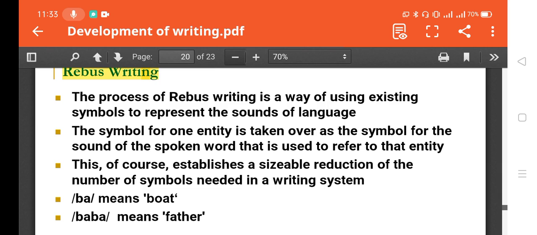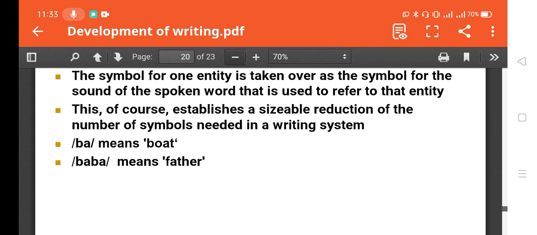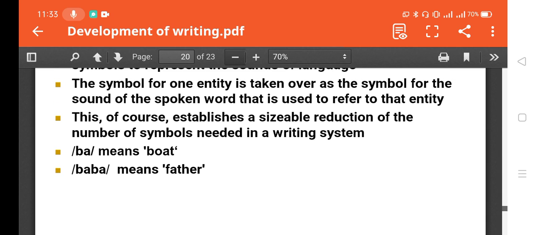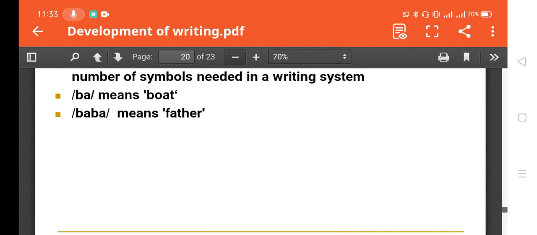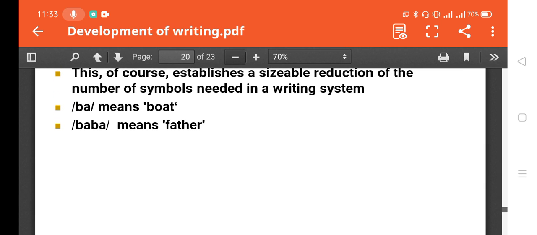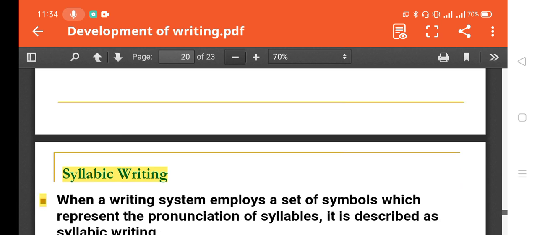The system that we have today uses the sounds of language, and a symbol for one entity is taken as a symbol for the sound of a spoken word that is used to refer to that entity. For example, we'll see date. Here is an example: ba, which means bought, ba, which means father. So these symbols are used for the sound associated with that particular word.